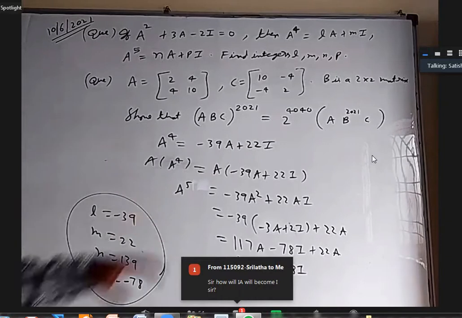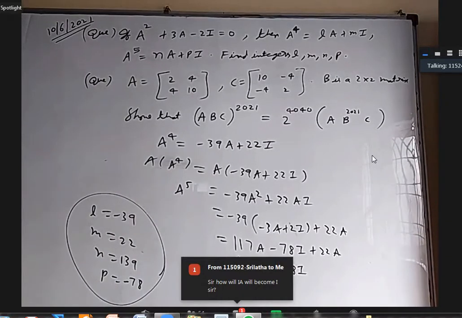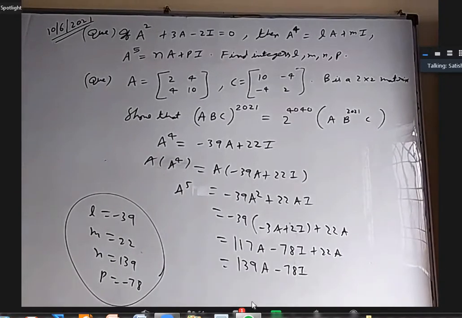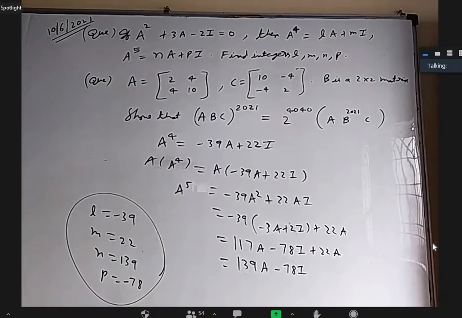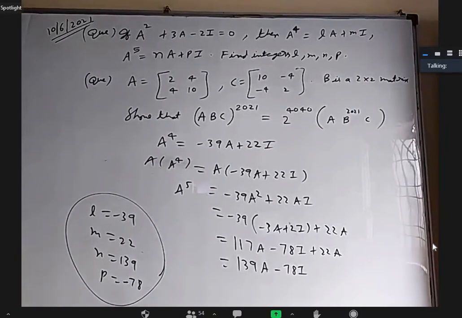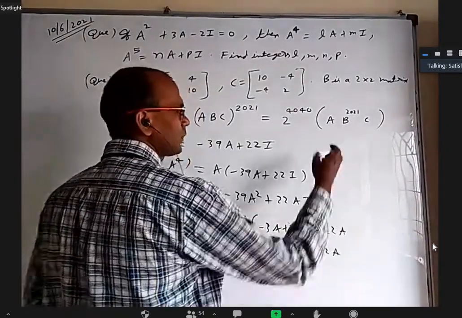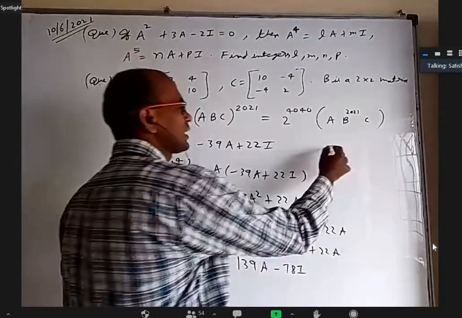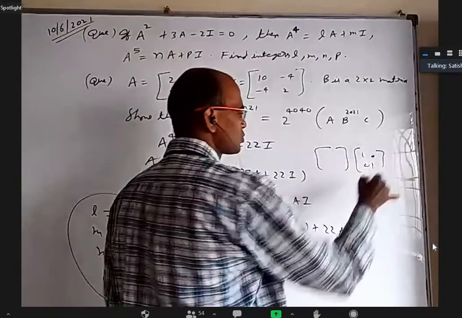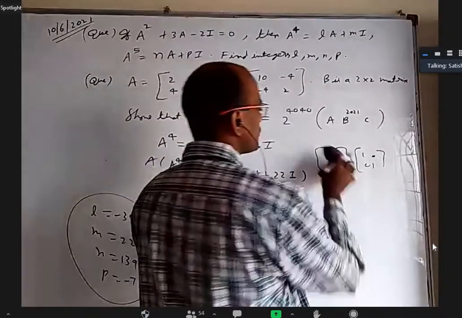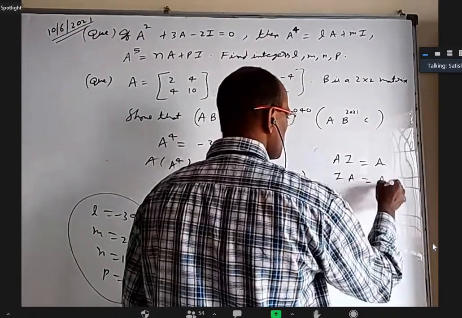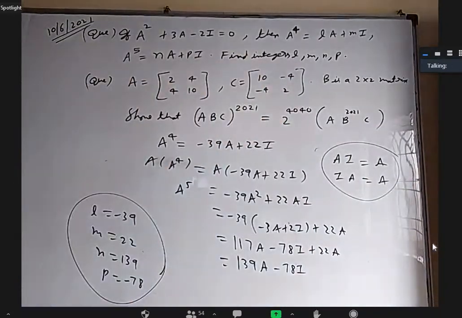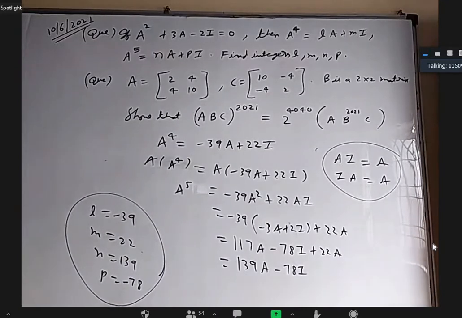Okay, everybody completed this first question, right? Yes, sir. IA will not become I, Srilata. It will become A. AI or IA, what is identity matrix? I said you take any matrix and multiply with 1, 0, 0, 1 or similar identity matrix, you'll get that matrix only. So A into I is also A. I into A is also A. Is that okay, Srilata? Yes, sir.